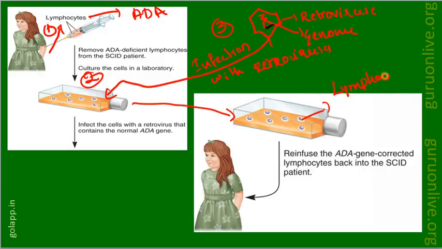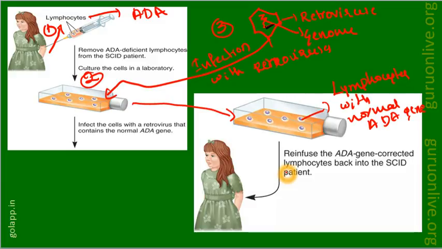Lymphocytes with normal ADA gene. Now these lymphocytes are reinfused back to the patient's bone marrow, or introduction of these lymphocytes back to the patient's bone marrow.